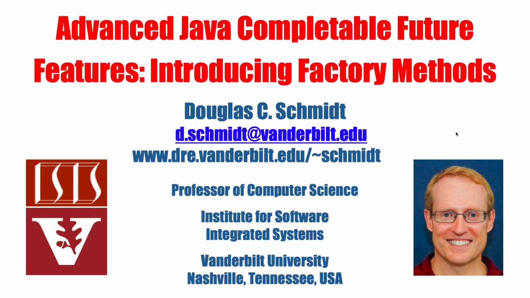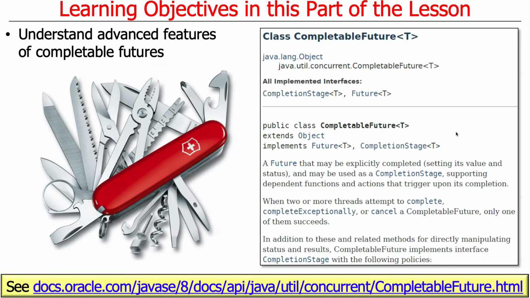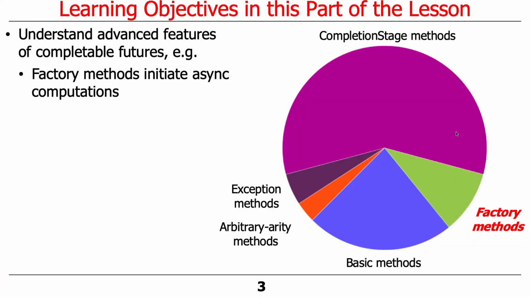Okay, so now that we've seen the basic features and the limitations that they have, let's start talking about the cool stuff. And we'll begin by talking about factory methods. Remember, there are a bunch of different advanced features in completable futures, and the first one we'll talk about is the factory method.